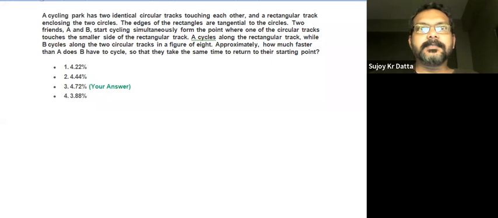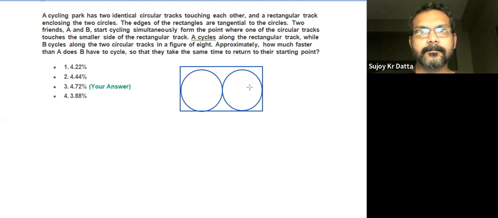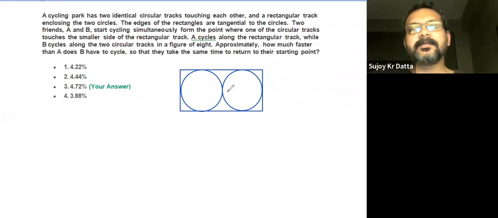So in this question, it says that a cycling park has two circular tracks, touching each other like this, identical circular tracks touching each other, and a rectangular track which encloses the two circles, so kind of like this. Now the edges of the rectangle are tangents to the circles.